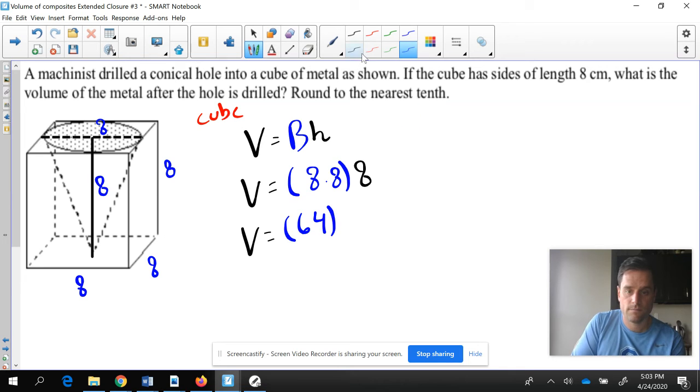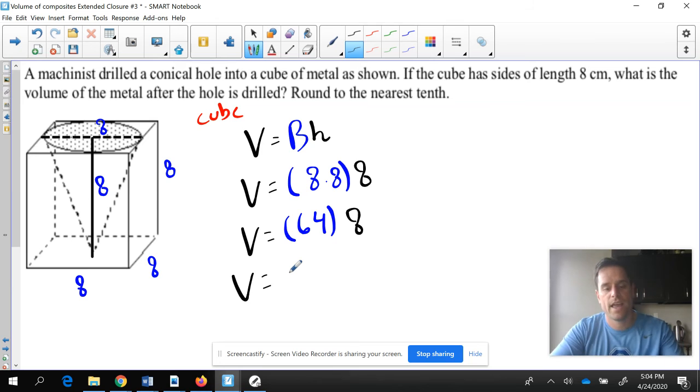That's going to be 64 times 8. I'm going to try to do this in my head before I throw in a calculator. That's going to be times 32, 512. 512. Yeah, that's 512.